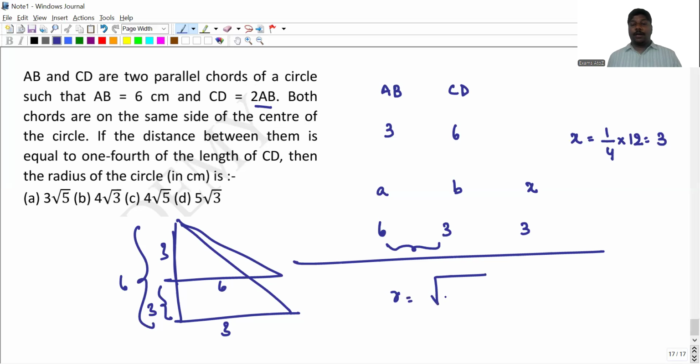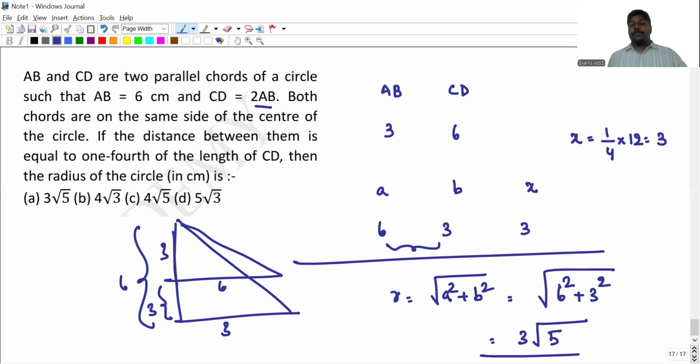In this case, what is the radius? Radius is under root of a square plus b square. It is not following a triplet, but still radius equals under root of a square plus b square. That is under root of 6 square plus 3 square. Taking 3 square common, 3 comes out, and inside we have 2 square plus 1. That is root of 45. Root of 45 means 9 into 5, 3 comes out. So it becomes 3√5.